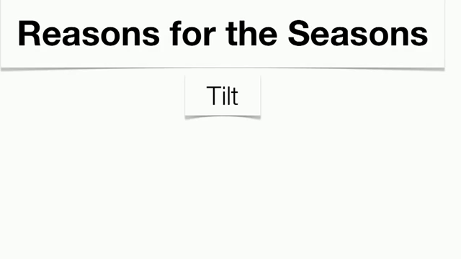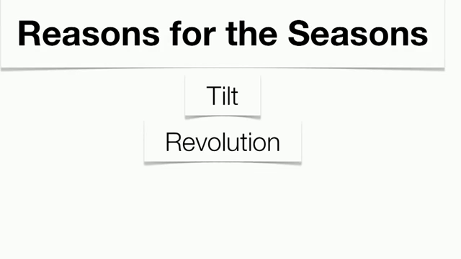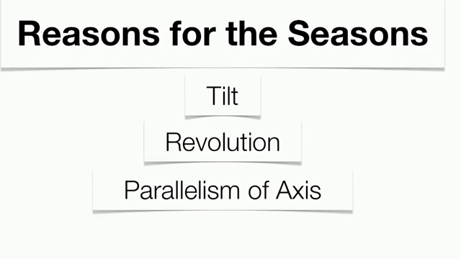A close second is going to be revolution. If we didn't revolve, we wouldn't have any seasons. We'd be stuck in one season throughout our eternity. So revolution is a real close second in terms of our reason. Because of our revolution, the sun's energy hits the earth differently. That creates our different seasons. And then there's parallelism of the axis. That's a fancy way of saying that the axial tilt, specifically the north axis, always points to Polaris at every point throughout our revolution.